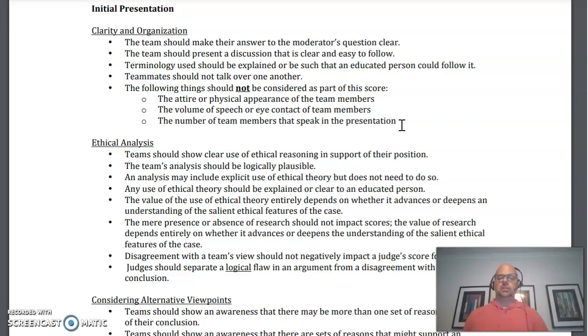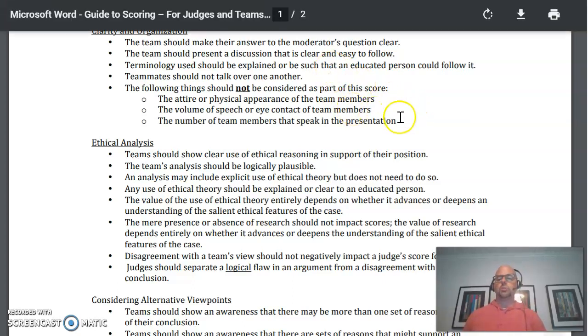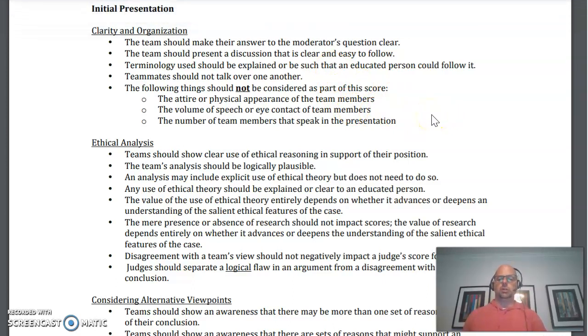So the first thing it says here is that the team should make their answer to the moderator's question clear. In other words, the moderator is going to ask an explicit question. The team should have a clear and explicit answer to that question at some point in their presentation. Of course, part of clarity and organization is that teams should present a discussion that's clear and easy to follow.